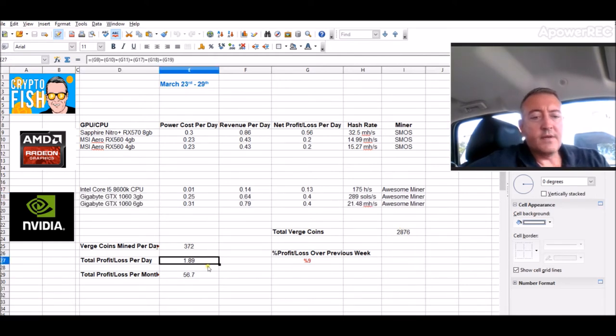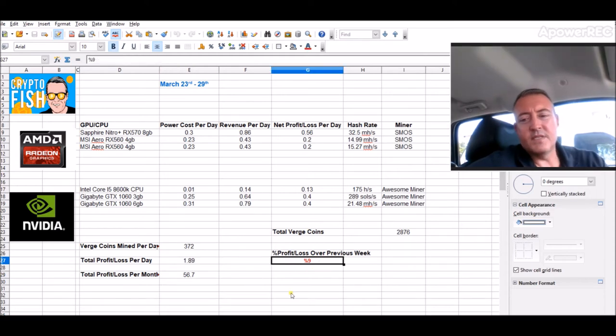So anyways, even with the two 1060s I got in, profits went down. Down 9% over the previous week. Of course, like I said, it goes along with fluctuations in the marketplace. So we went down there.